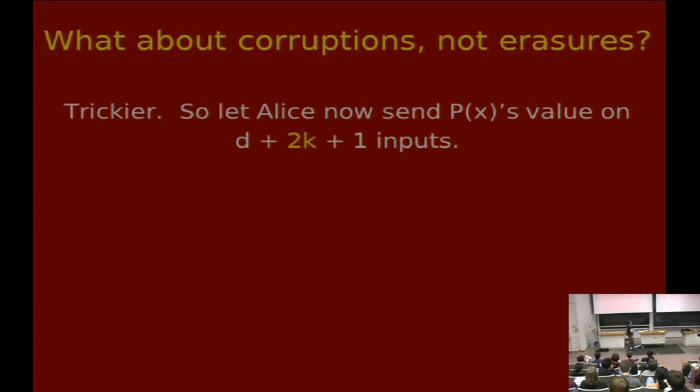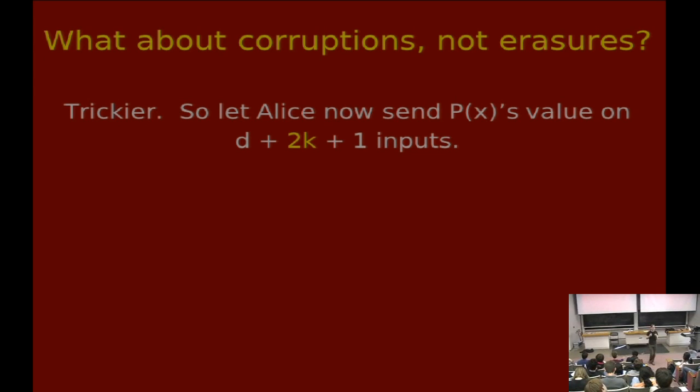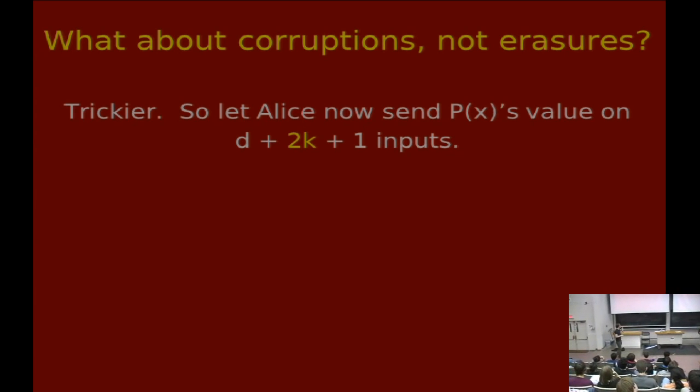Before, Alice just had a message of d plus 1 symbols, she thought of it as a polynomial. And to guard against k erasures, she sent the polynomial's value at d plus k plus 1 points. Corruptions are trickier, so now she's going to send its value at d plus 2k plus 1 points. It's not so bad. It's still a lot better than d times k. It's d plus 2k, so it's quite efficient.